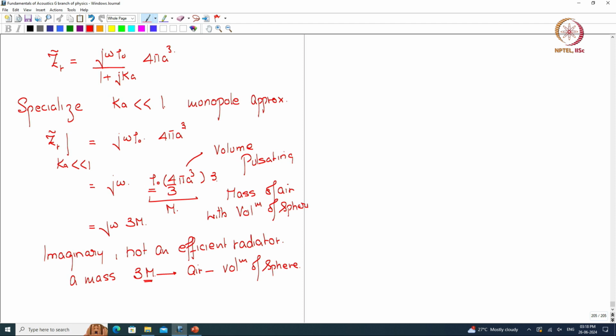And therefore it is not a dissipative element, it is an inertial element, and an inertial element will exchange power, exchange instantaneous power, and therefore the time average power will be 0, all these implications. That means it is not an efficient radiator.